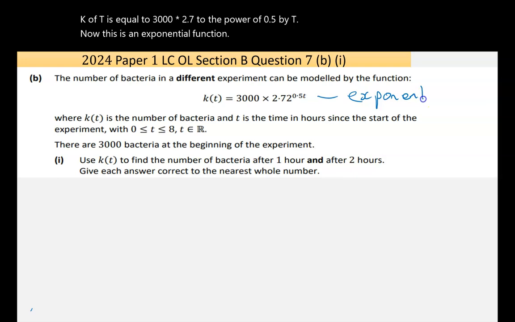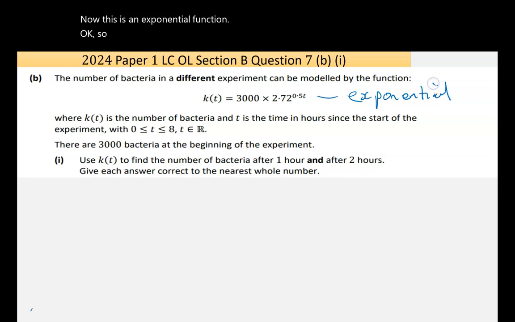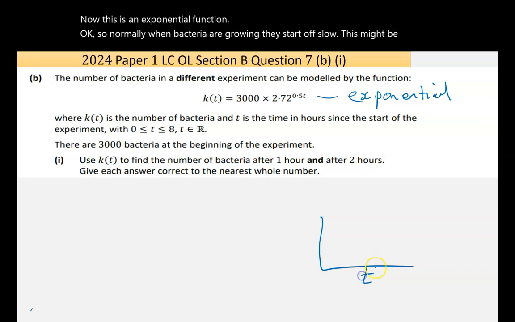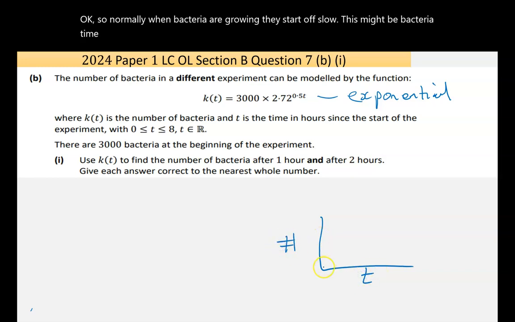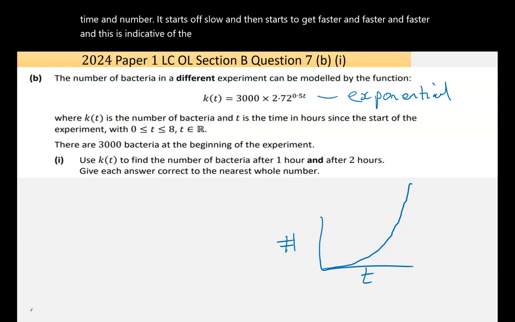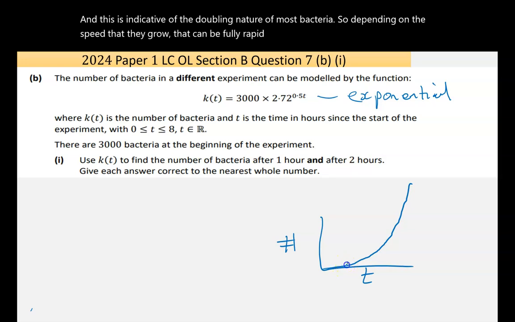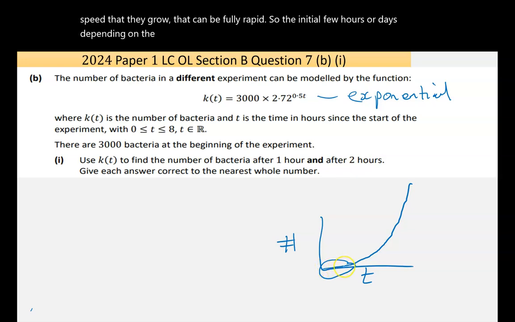Okay. So normally when bacteria are growing, they start off slow. So this might be bacteria, maybe time and number. It starts off slow and then starts to get faster and faster and faster. And this is indicative of the doubling nature of most bacteria. So depending on the speed that they grow, that can be pretty rapid. So the initial few hours or days, depending on the species, can be slow. But as they take hold, their numbers can increase dramatically.